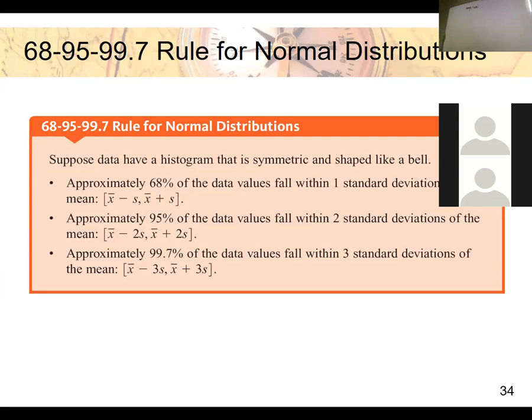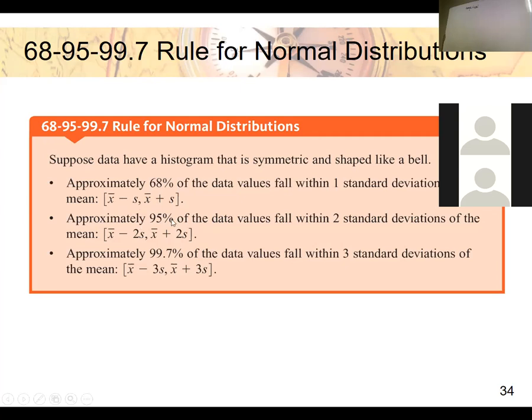We're going to suppose that data has a histogram that is symmetric and shaped like a bell. Okay, here's rule number 1. Approximately 68% of the data values fall within 1 standard deviation of the mean. So here we got X bar, which is the mean, minus the standard deviation, and X bar plus the standard deviation. That interval represents 1 standard deviation of the mean, 1 below and 1 above.